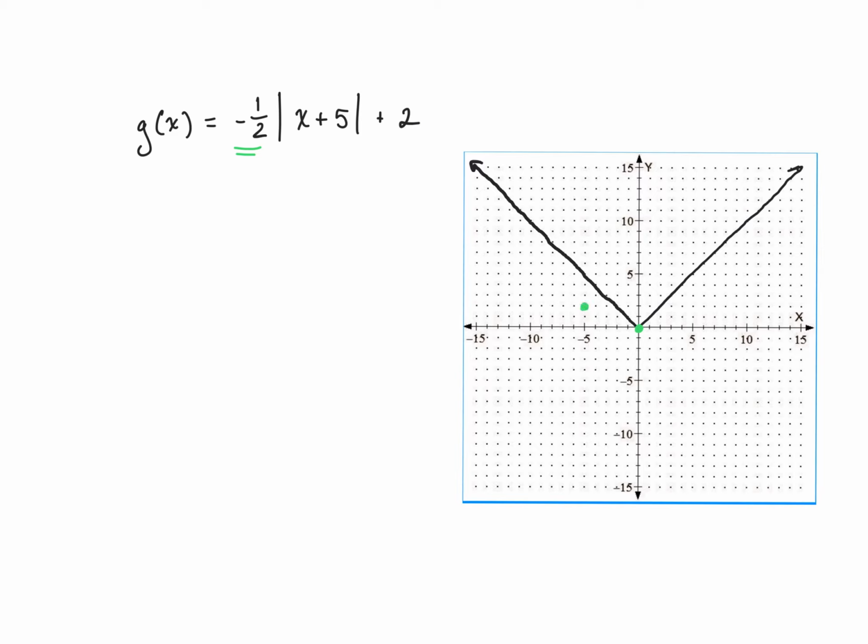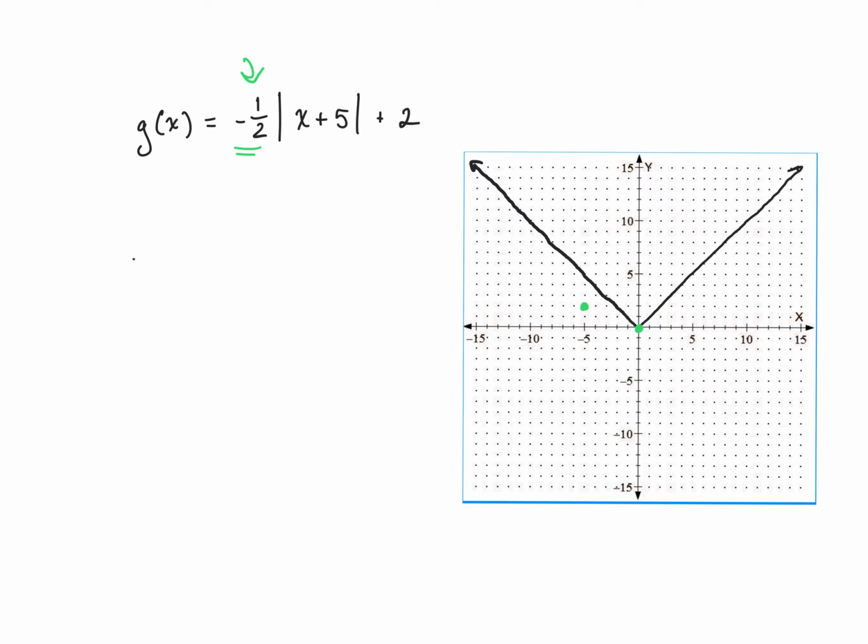Normally I would just go ahead and plot this, but we can't ignore this -1/2, okay? I can't just start plotting and following the rules. So what does this -1/2 end up doing? Based off of the value of x starting at -5, where my new vertex is, let's make a little table and see what happens when I use this -1/2 in the order of operations.